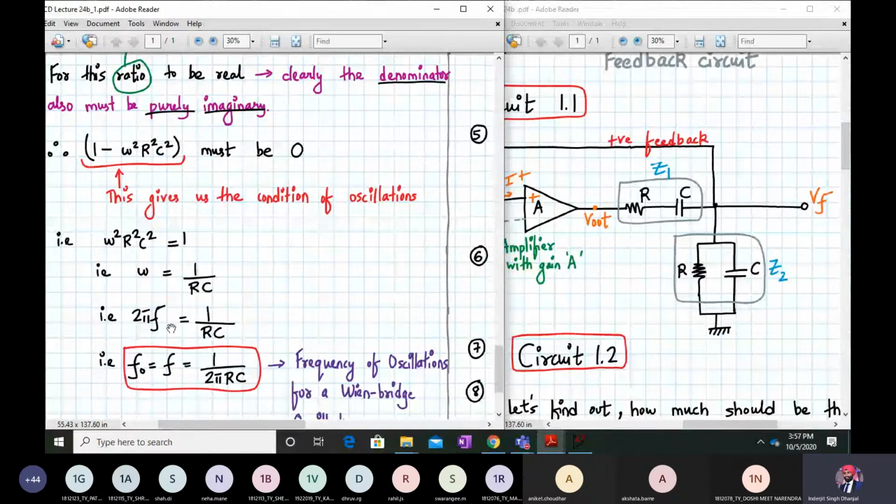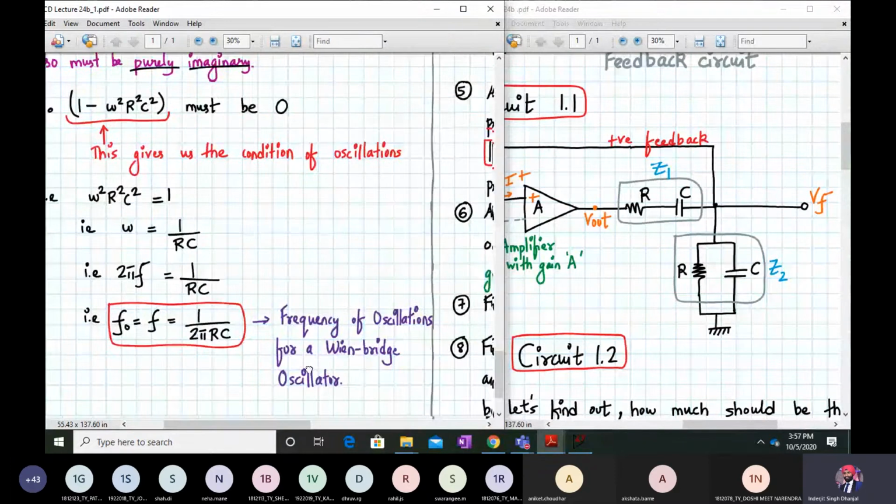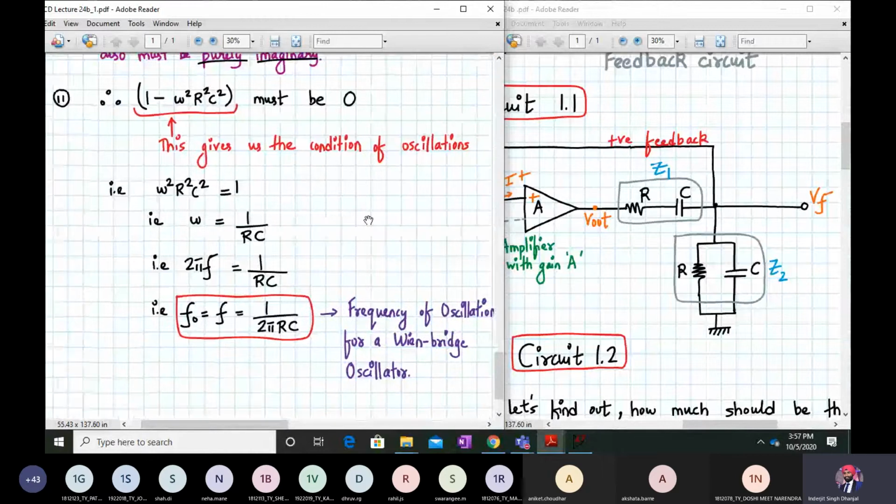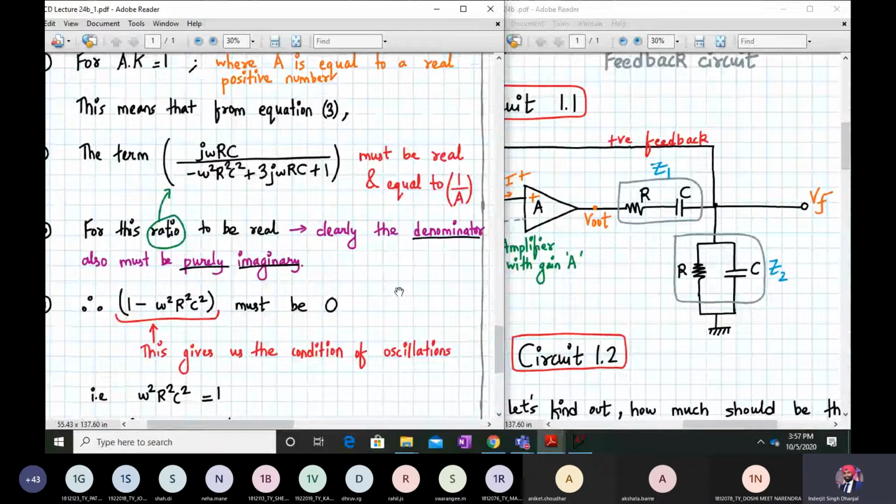Omega is 2 pi f. Omega is basically frequency in radians per second, and we want to convert it into hertz. So omega equal to 2 pi f will be equal to 1 upon RC, so f naught is equal to 1 upon 2 pi RC. This is the way we derive the frequency of oscillations for a Wien bridge oscillator. Any doubts in this? Can I proceed ahead?